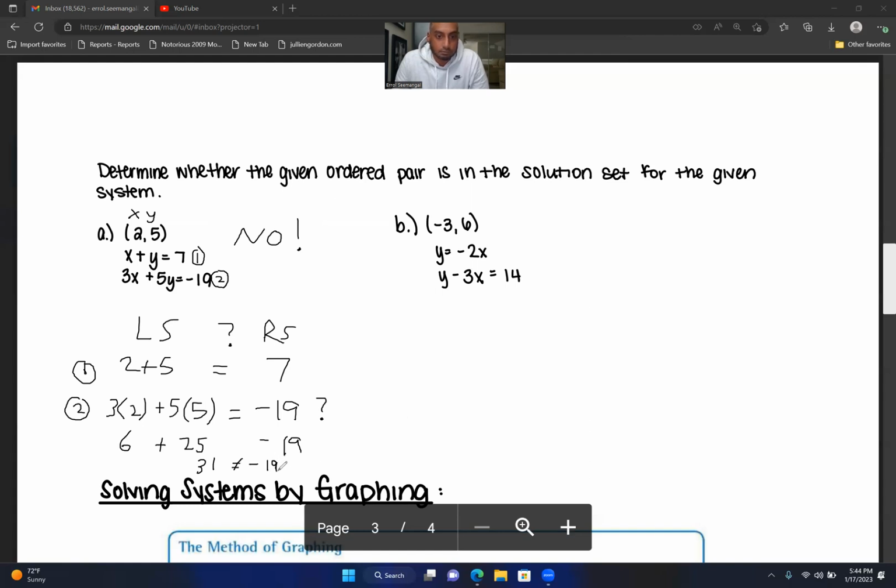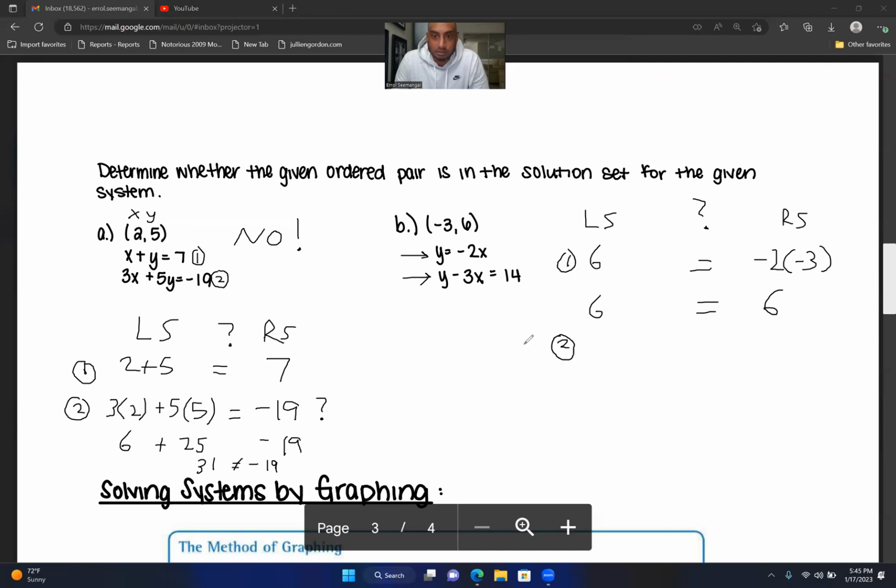Okay. Any questions on that one? No. All right, this one, let's go to B. Same idea. We're going to check both of them. We're going to check equation 1 and equation 2. So left side is just 6. Right side is negative 2 times negative 3. Are those two equal? Yes, so 6 equals 6, right? So that was equation 1. Now do the same thing for equation 2.